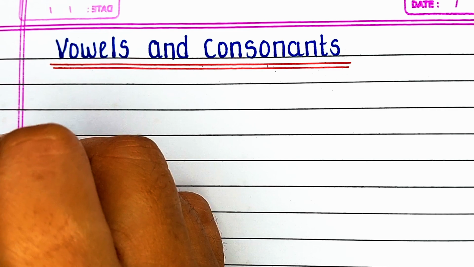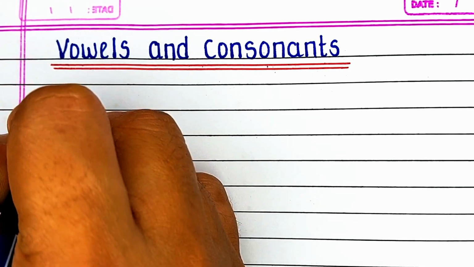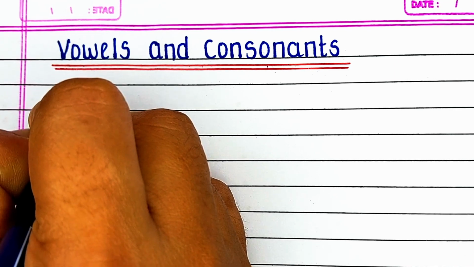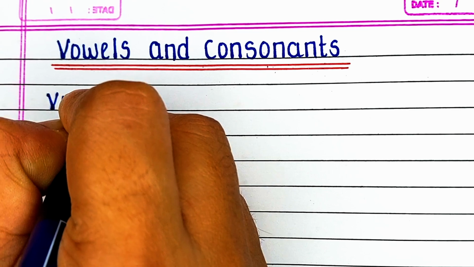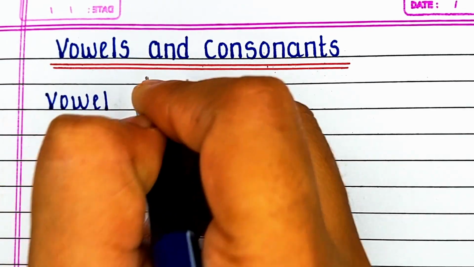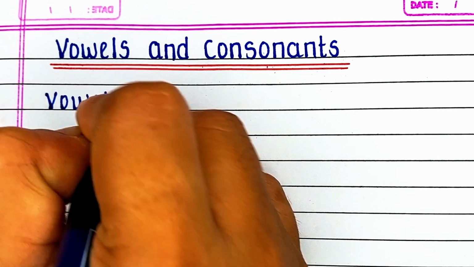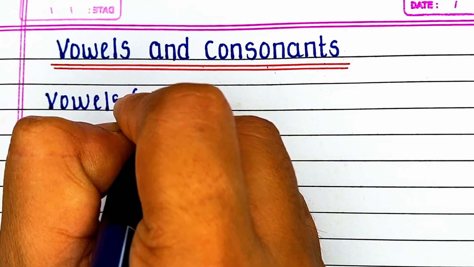In this video, we will learn a very important part of English vocabulary, vowels and consonants. There are 26 letters or alphabets in the English alphabet system. Out of 26, 5 are vowels and the rest, that means 21 letters, are consonants.